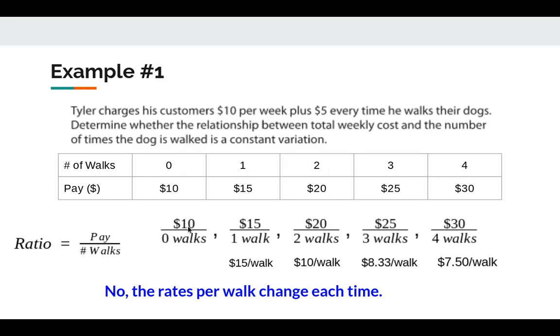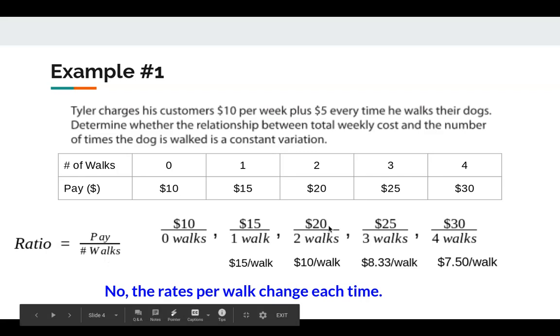So I compared the rates. My ratio, or the slope, is the pay, which is the y value, over the number of walks, which is the x value. The first one is $10 for 0 walks. Then $15 for 1 walk, which is $15 per walk. $20 for 2 walks is $10 per walk. $25 for 3 walks is $8.33 per walk, and $30 for 4 walks is $7.50 per walk. You'll notice that these rates are changing every time. Therefore, it is not a constant variation.